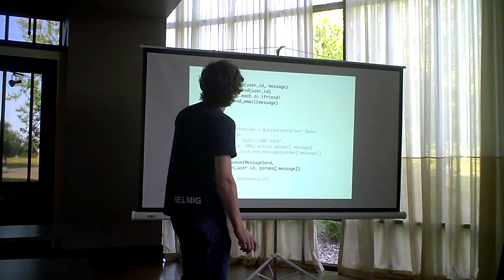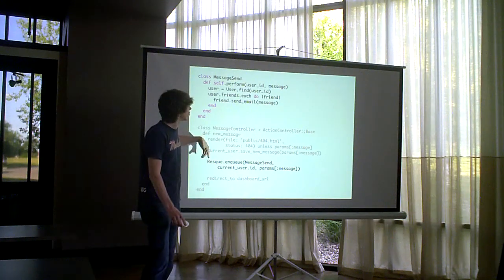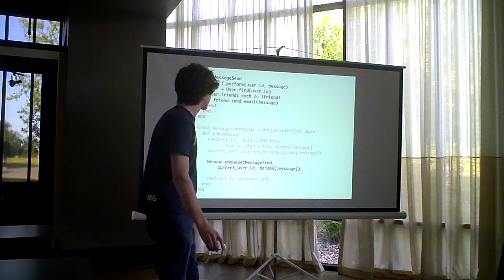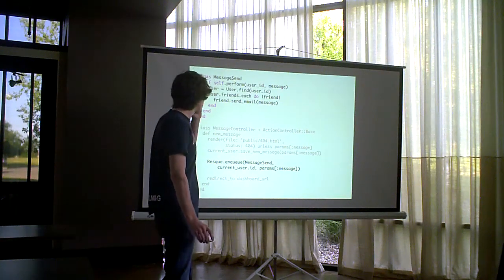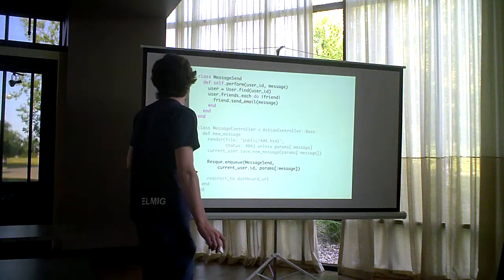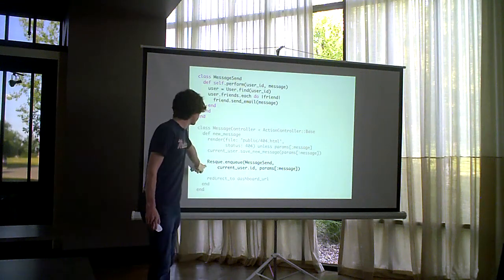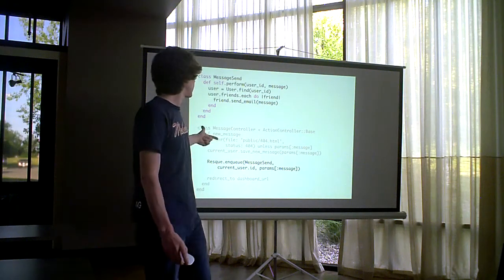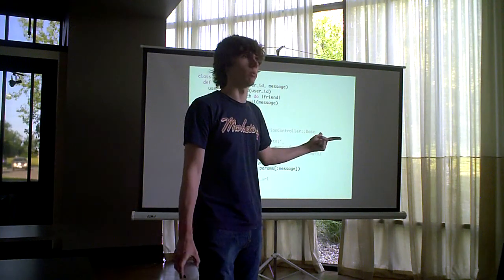It's the same sort of thing, right? The task exists in this class. Perform is the standard kind of method name that Resque uses. It finds the user, loops over all the users, and emails them, right? And the view down here is the same sort of thing. Use Resque, you add to the queue the message send task, and here are the parameters that go with it, the arguments that go with it.